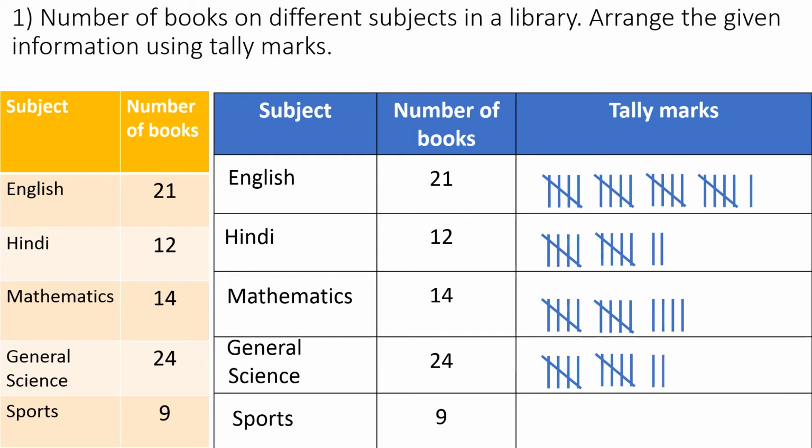11, 12, 13, 14. Cross line for 15. 16, 17, 18, 19. Cross line for 20. 21, 22, 23 and 24.